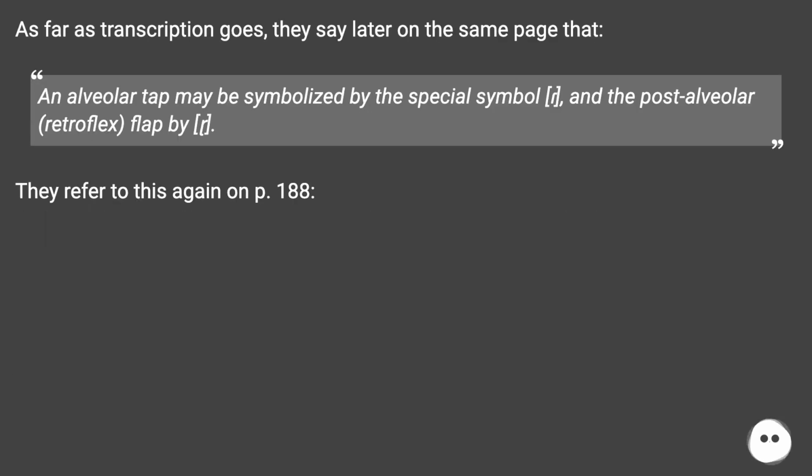As far as transcription goes, they say later on the same page that an alveolar tap may be symbolized by the special symbol, and the post-alveolar, retroflex, flap by another. They refer to this again on page 188.